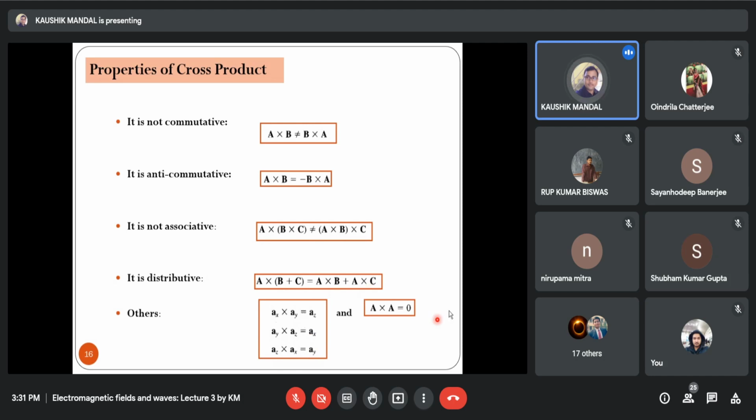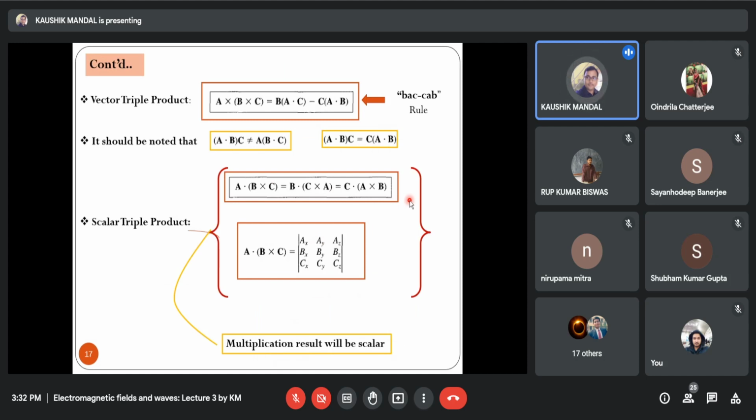And the cross product between the same vector will be 0, because for the same vector, the angle is 0, and sine 0 is 0. So A cross A will be equal to 0. These are the basic discussions regarding the dot product and cross product.